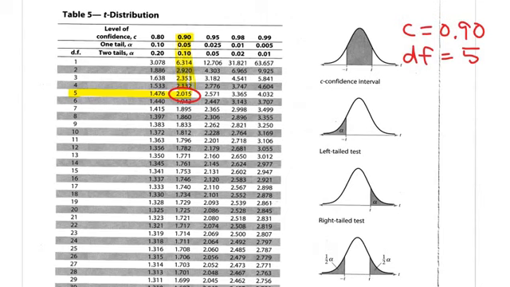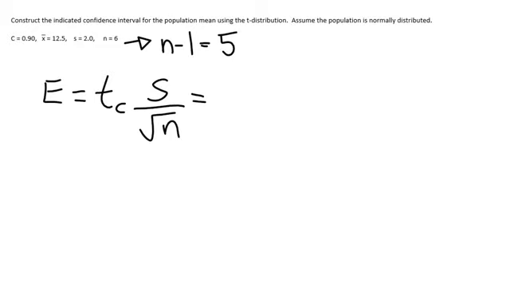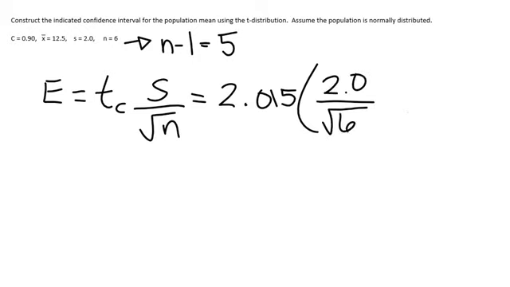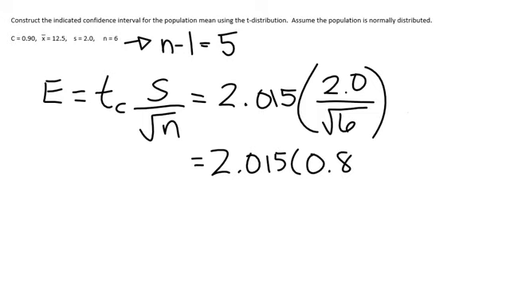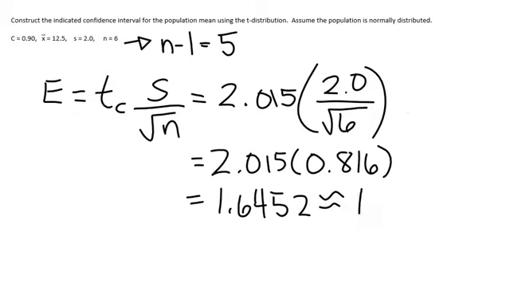Now let's take that critical value and let's put it back into our formula. So here we said our critical value was 2.015, our standard deviation is 2.0, and n is 6. 2.0 divided by the square root of 6 is approximately equal to 0.816. This is approximately equal to 1.6452, and I'm going to round this to the nearest tenth, since in my problem x bar is rounded to the nearest tenth.